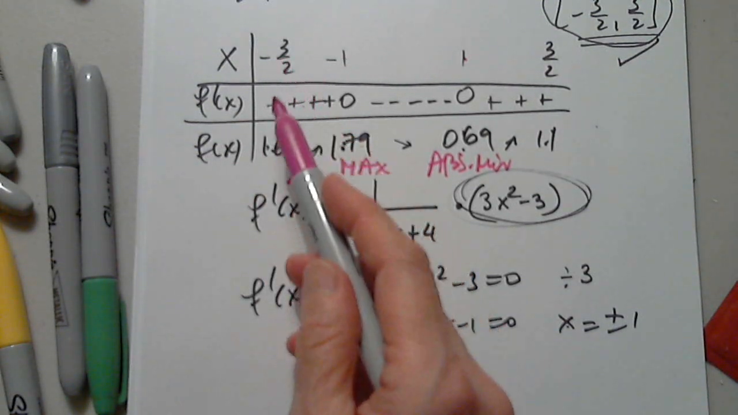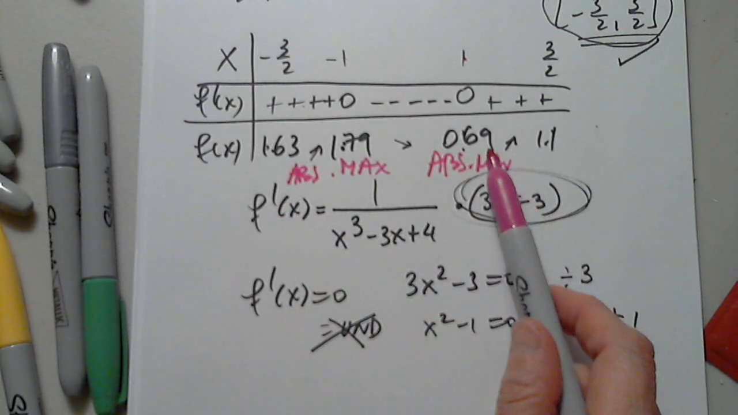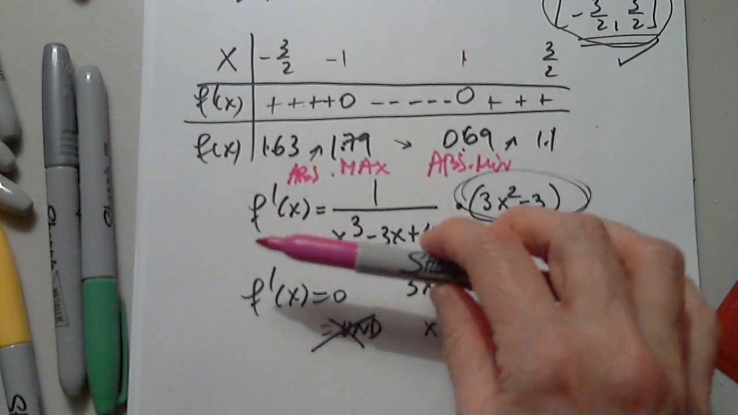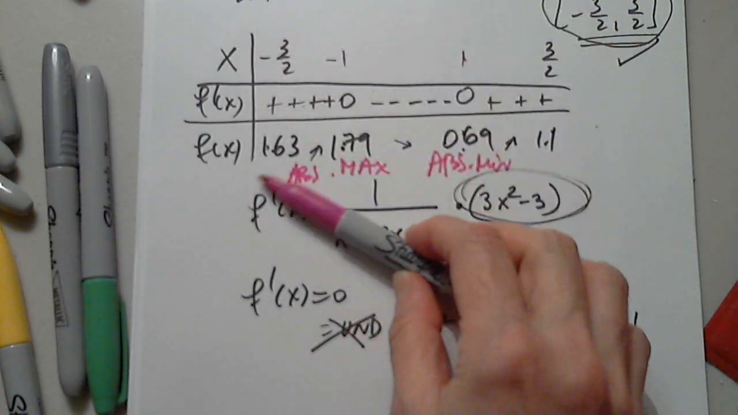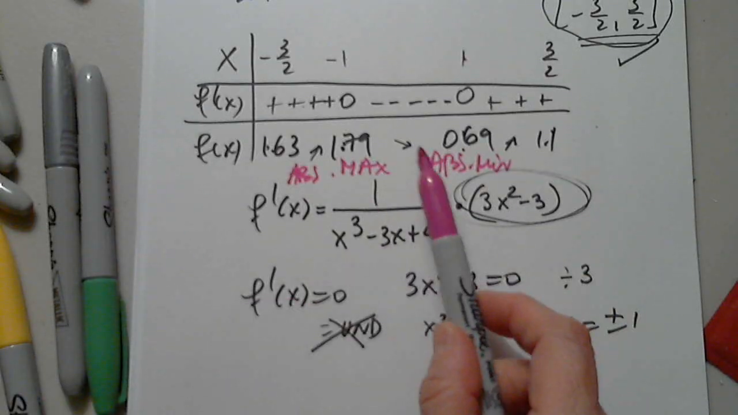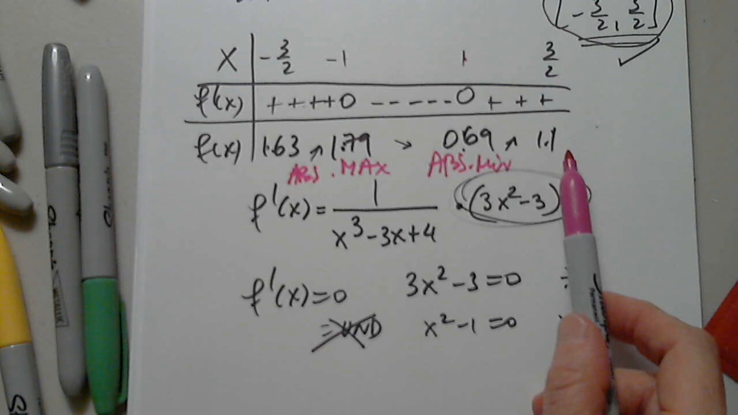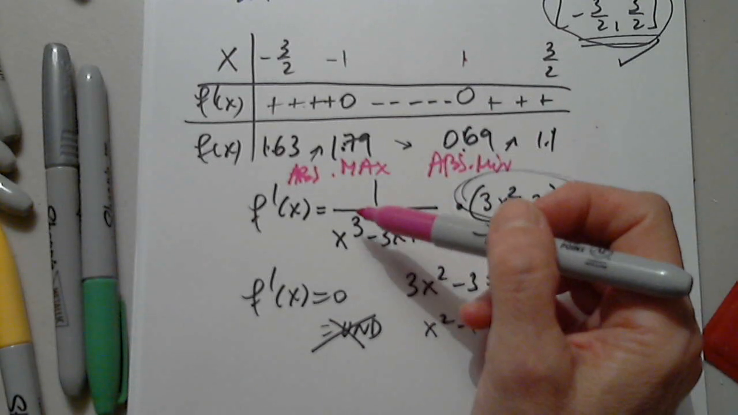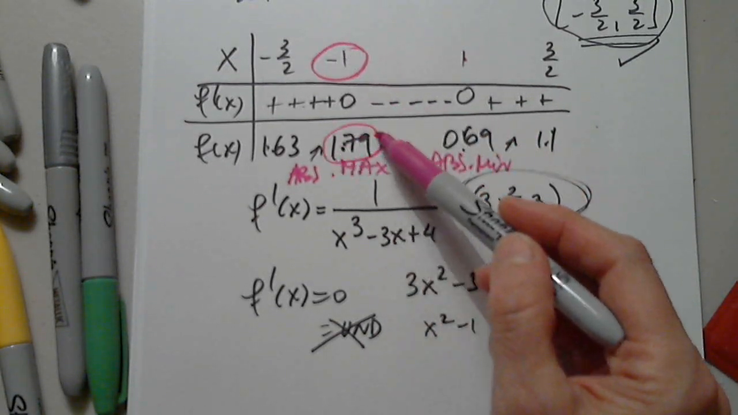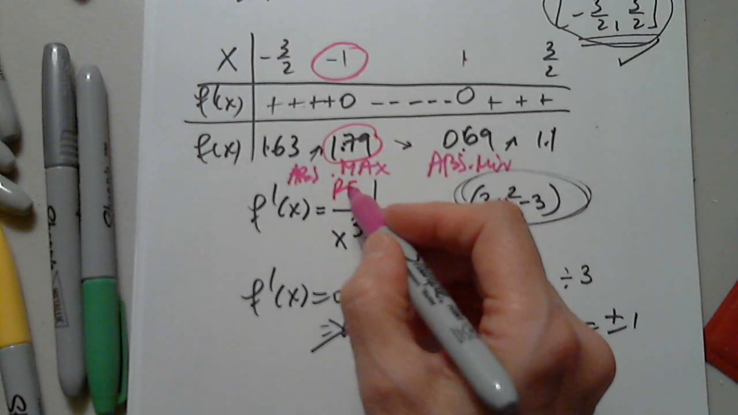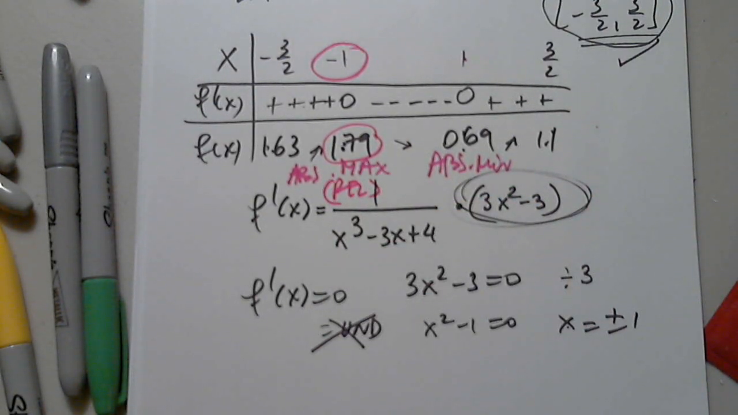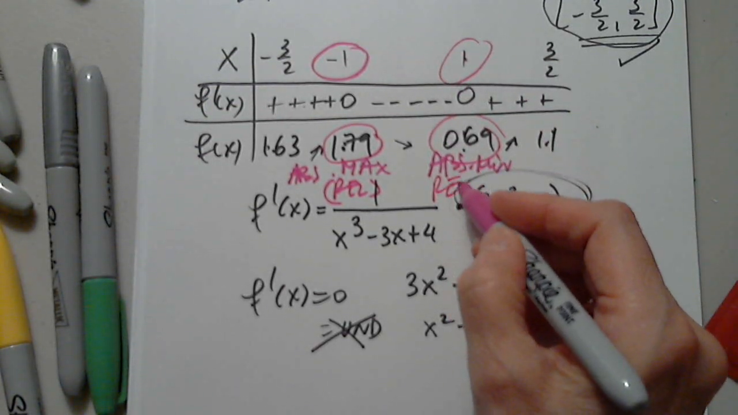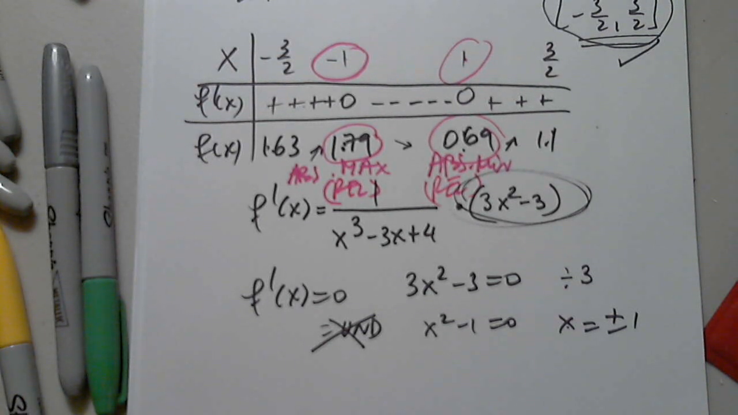So what about this point? It's nothing because it's at the end point of the interval. And it's not the absolute max because there is one higher. And it's not the absolute min because there is one lower. The same thing here. There is something higher than 1.1, which is 1.79, and there is something lower. So that's it. Negative 1, 1.79 is the absolute max and also relative. It's in the middle of the interval. And 1, 0.69 is the absolute min, but also relative. It's in the middle. That's it.